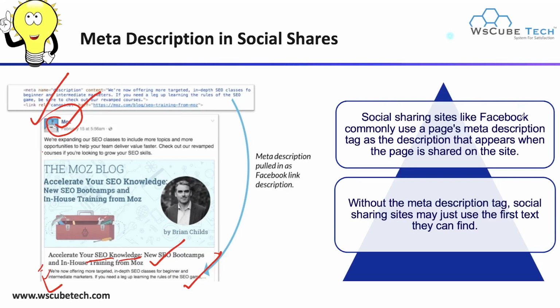Social sharing sites like Facebook commonly use a page's meta description tag as the description that appears when the page is shared on the site. Without the meta description tag, social sharing sites may just use the first text they can find. They can only use that particular piece of content if you are not using your meta description.